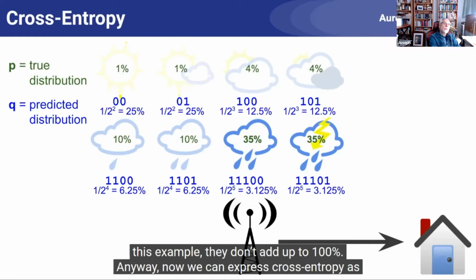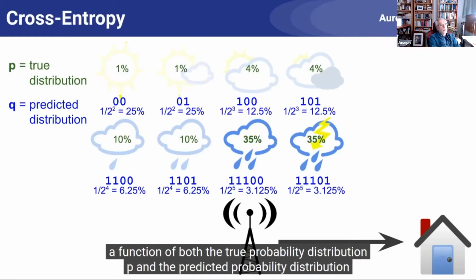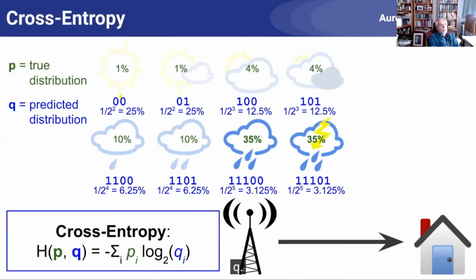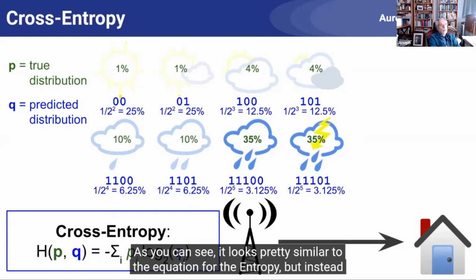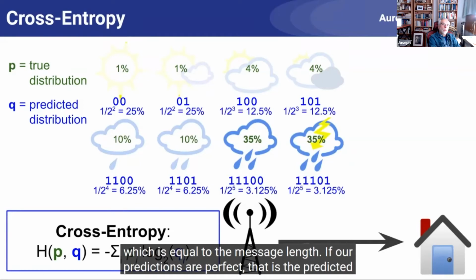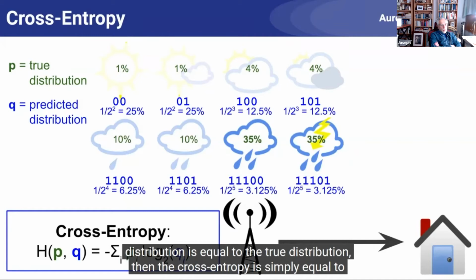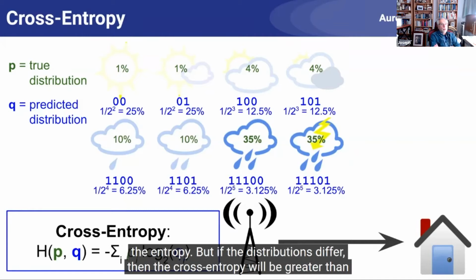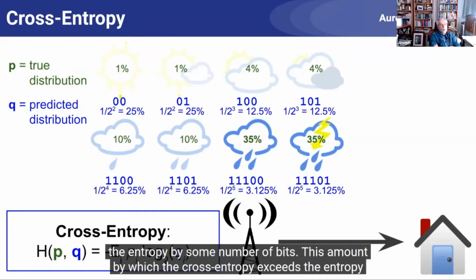Anyway, now we can express cross-entropy as a function of both the true probability distribution P and the predicted probability distribution Q. As you can see, it looks pretty similar to the equation for the entropy, but instead of computing the log of the true probability, we use the log of the predicted probability, which is equal to the message length. If our predictions are perfect, that is, the predicted distribution is equal to the true distribution, then the cross-entropy is simply equal to the entropy. But if the distributions differ, then the cross-entropy will be greater than the entropy by some number of bits.